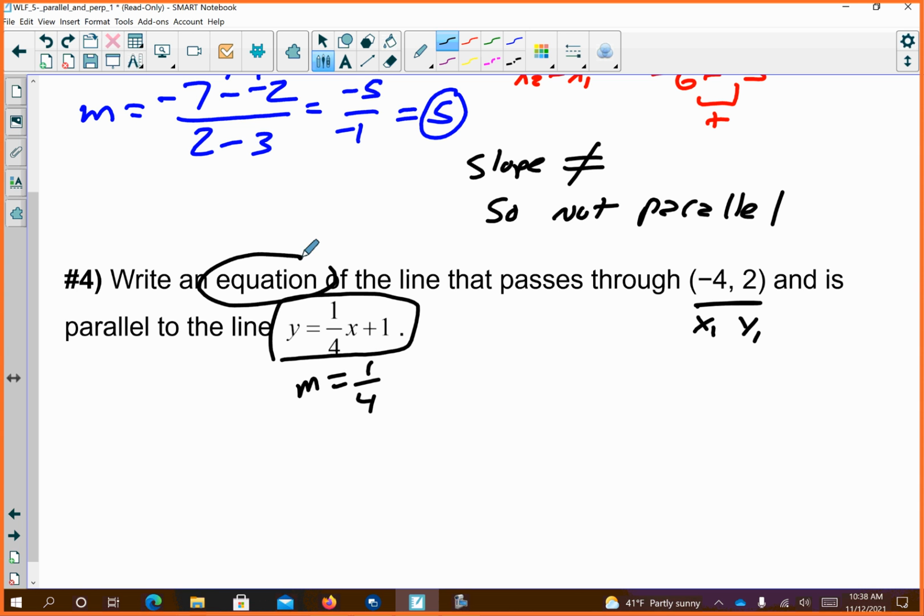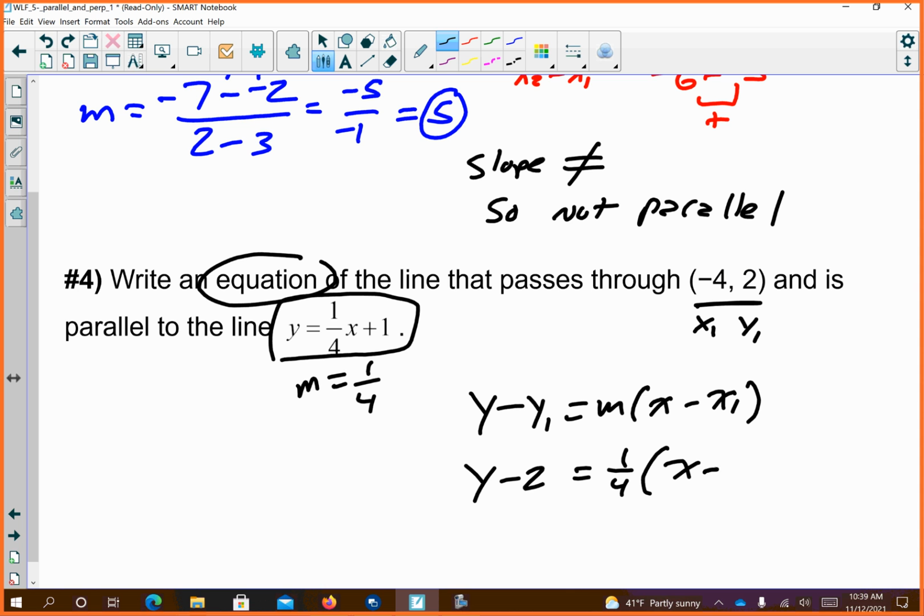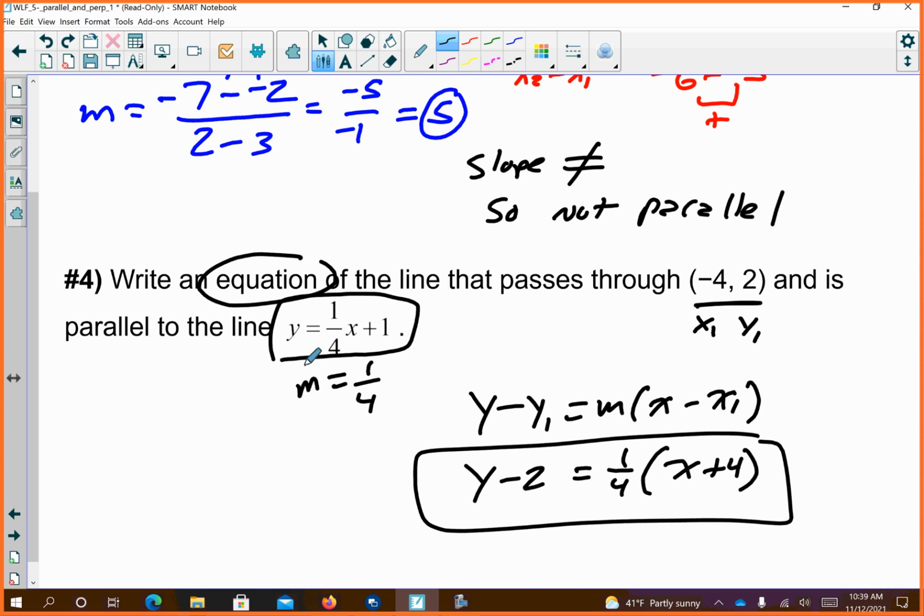So again, it's asking just for the equation. It didn't say put it in slope intercept. So I'm going to use our point slope equation. And I'm going to plug our values in. Our positive 2 is going to become a negative 2. Our slope is going to stay 1/4. My negative 4 becomes positive 4. This equation is parallel to the given equation. This equation also contains the point negative 4, 2. So if I graph both of them, they don't cross. The new equation would have the point negative 4, 2 as part of the line.